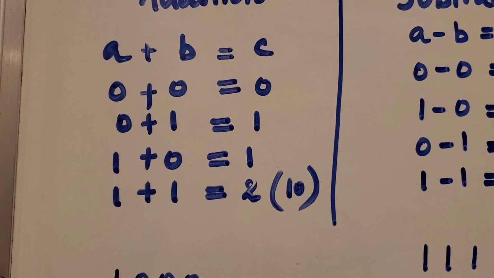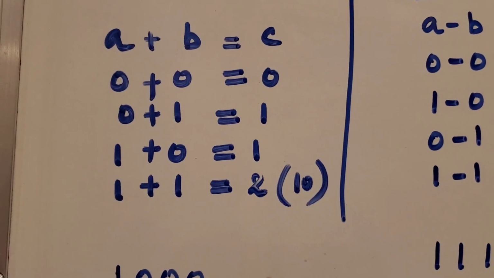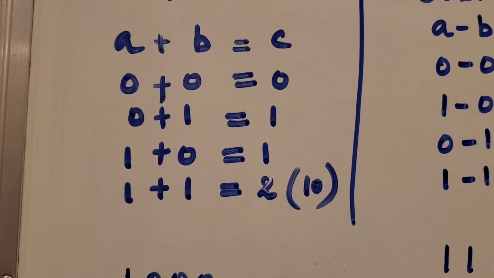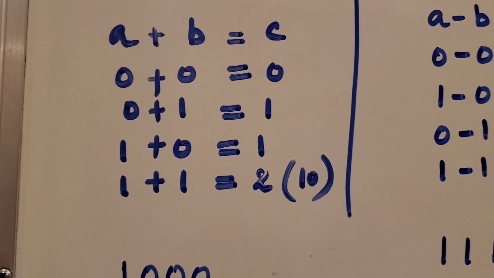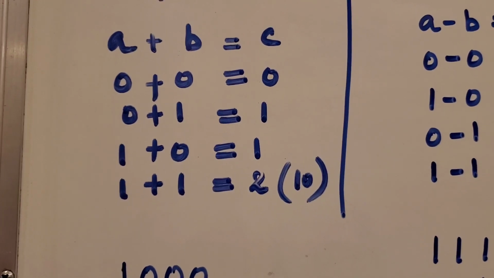So when we add 0 plus 0, automatically 0 will be the answer. 0 plus 1 is 1, and 1 plus 0 is 1. And 1 plus 1, the answer will come 2, but you are not supposed to take 2. So instead of 2, what will you write? 10, because that's the binary number.